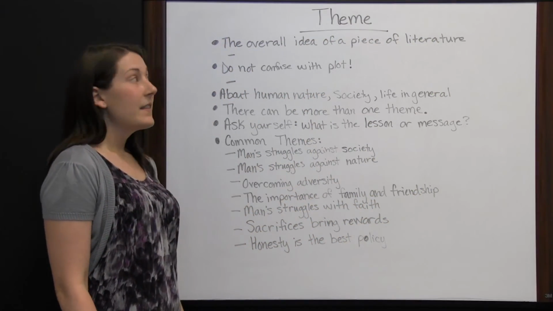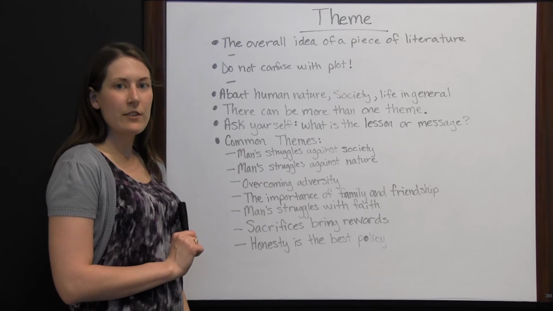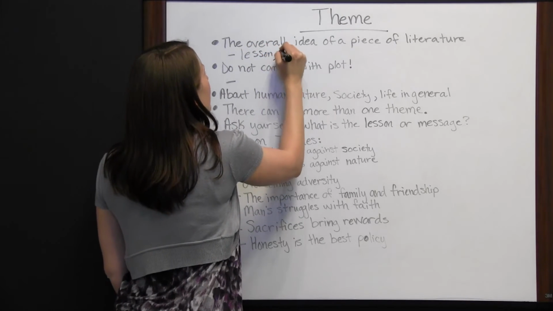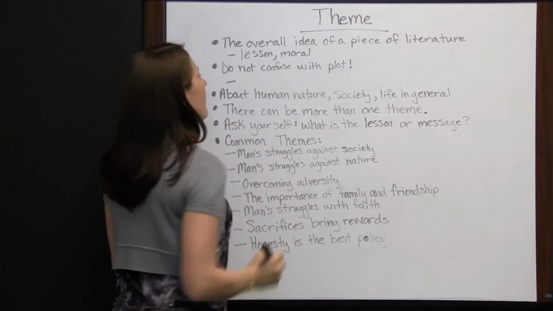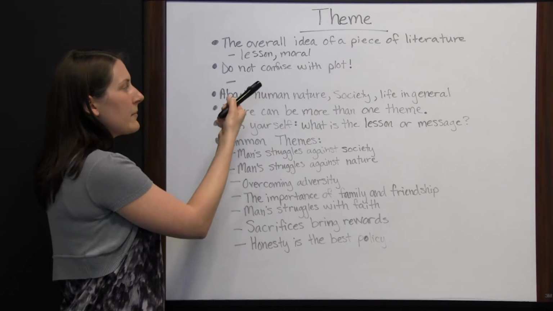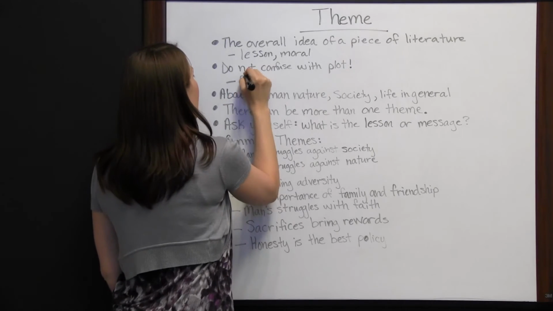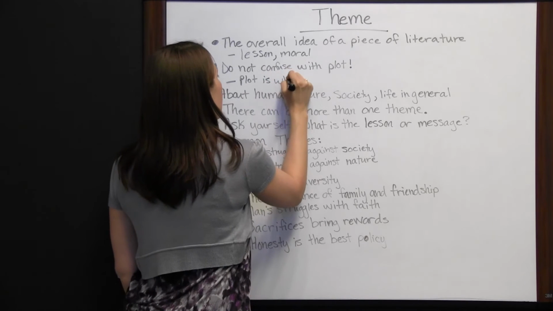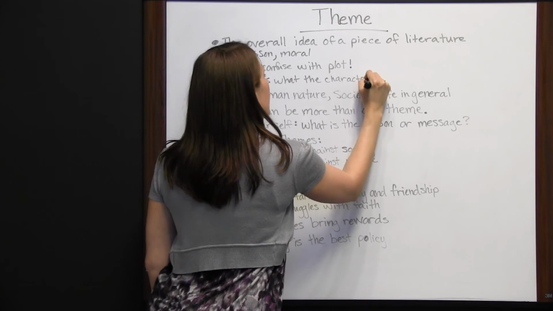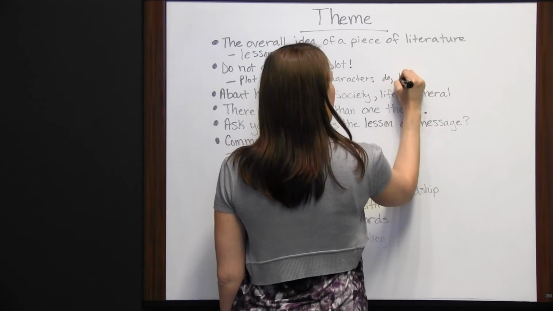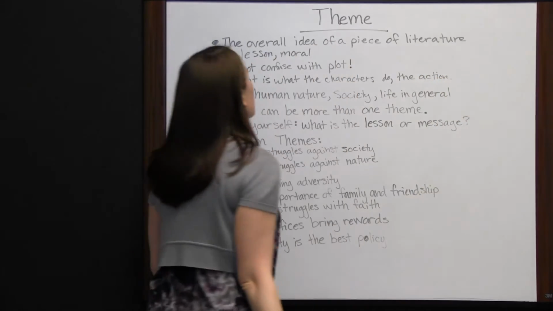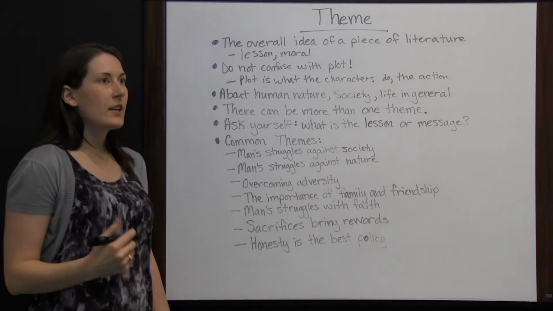Theme. Theme is the overall idea of a piece of literature. So think about the lesson or moral of the story that the author is trying to get across to you. One thing to remember is do not confuse theme with plot. Plot is what the characters do. It's the action of the story. It does not have to do with the overall lesson or message that the author is getting across.